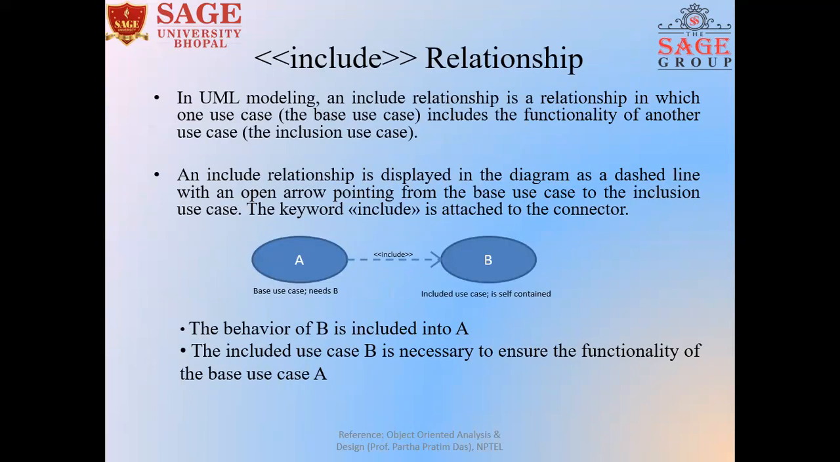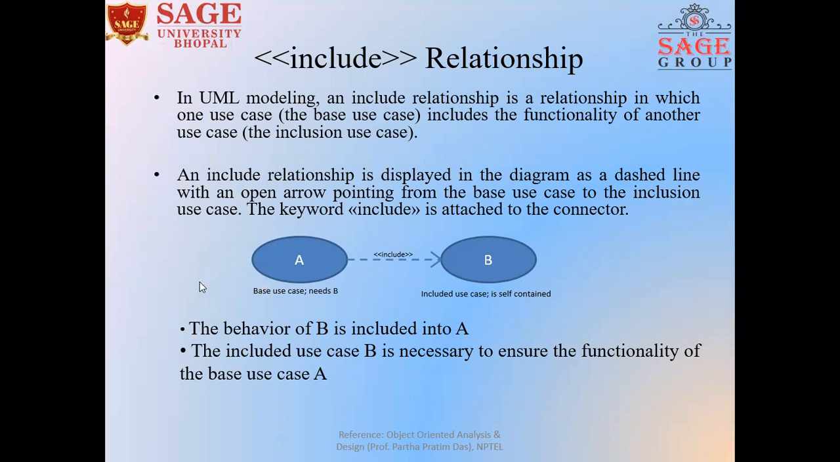In UML modeling, an include relationship is a relationship in which one use case, the base use case, includes the functionality of another use case. This is called the inclusion use case. An include relationship is displayed in the diagram as a dashed line with an open arrow pointed from the base use case to the inclusion use case, and the keyword include is attached to the connector.